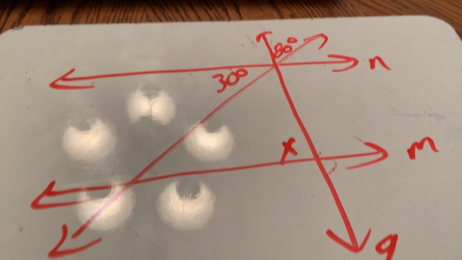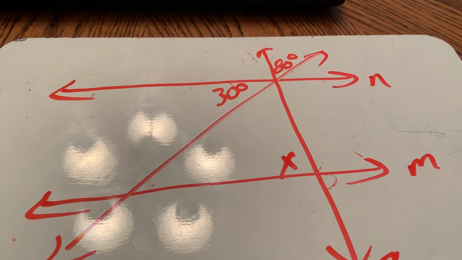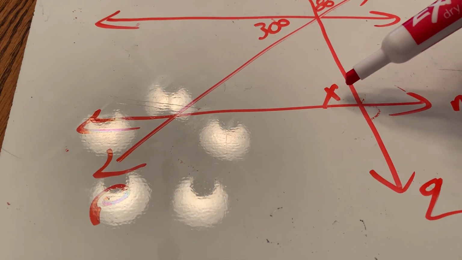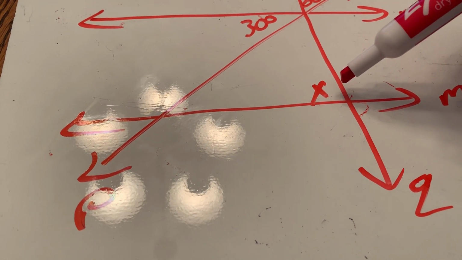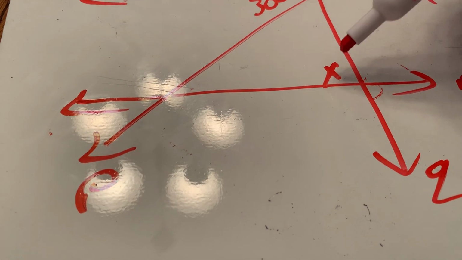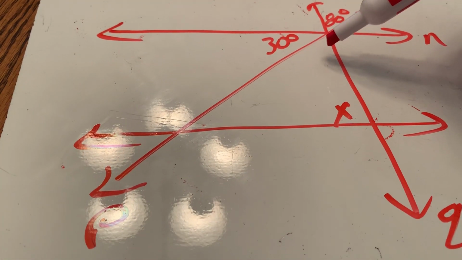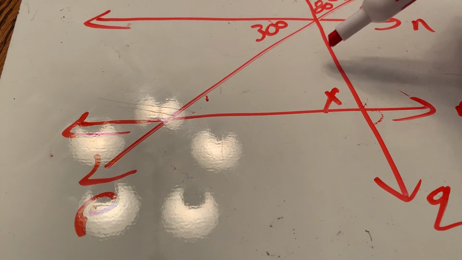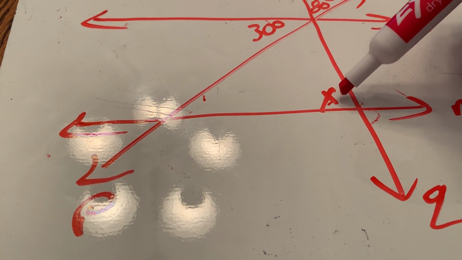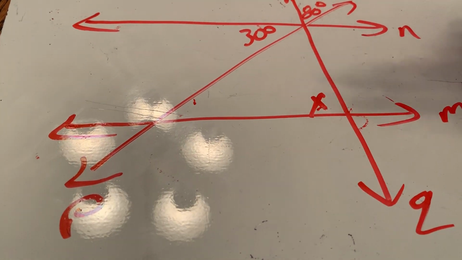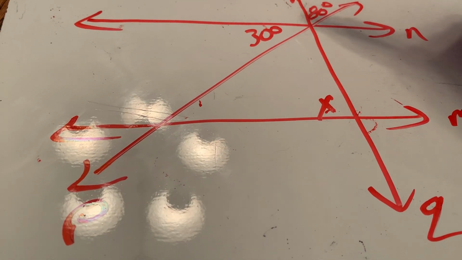All right, we got to get X. There's a couple different ways you could go about it, okay? You could say, well, I've got a triangle right here, right? So if I can somehow figure out those two angles, I can then figure out what this is to add up to 180.